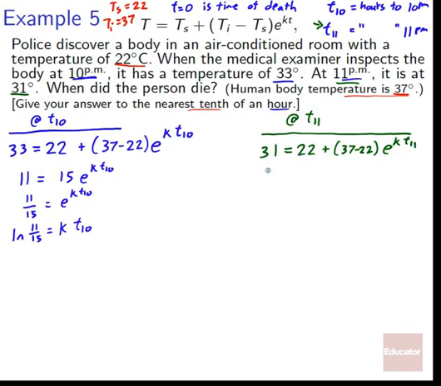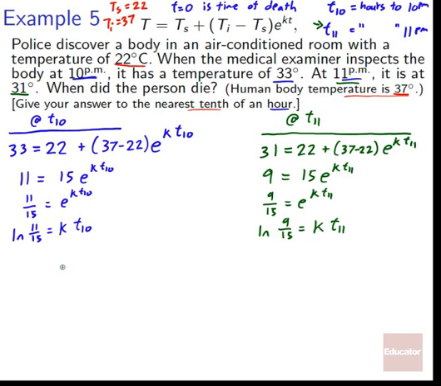We can subtract 22 on both sides. We'll get 9 equals 37 minus 22 is 15, e to the k T11. We can divide by the 15, so we get 9 over 15 equals e to the k T11. Take the natural log of both sides. Natural log of 9 over 15 equals k T11. Shoot! We've got, once again, two unknowns, one equation. And between all of them, we've got k, T10, T11. That's three unknowns, two equations.